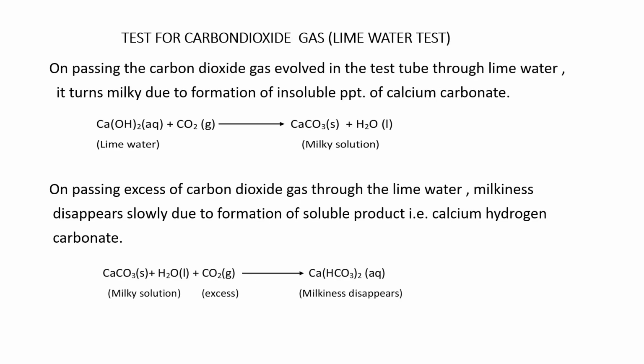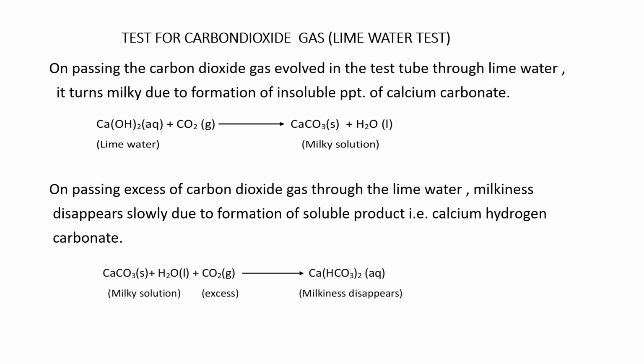So let us see the chemical test to detect the presence of carbon dioxide gas. This chemical test for carbon dioxide is known as the lime water test. On passing the carbon dioxide gas evolved in the test tube through lime water, it turns milky due to formation of an insoluble precipitate of calcium carbonate. Here, lime water is calcium hydroxide, a colorless solution. When it is mixed with carbon dioxide, it becomes a milky solution, because it consists of calcium carbonate in solid state along with water.